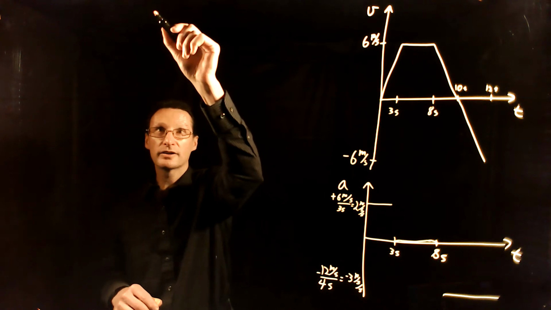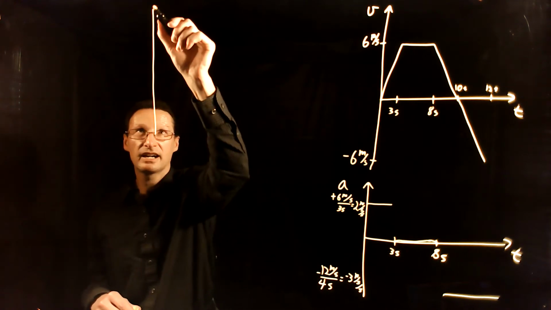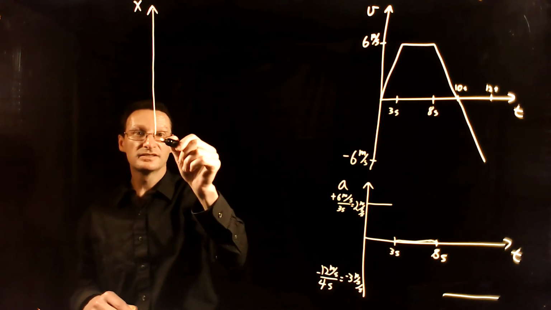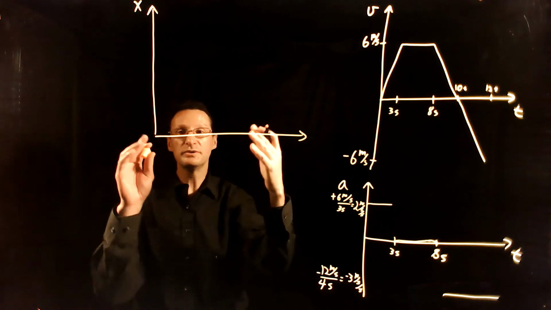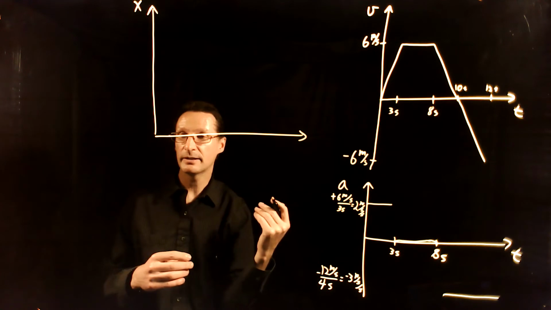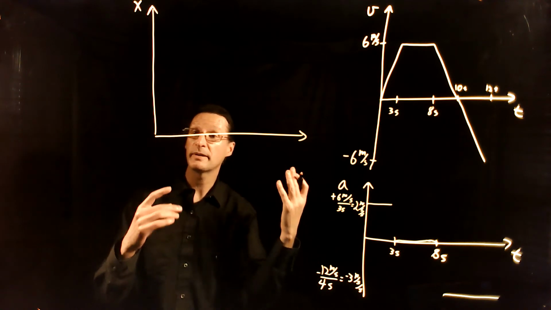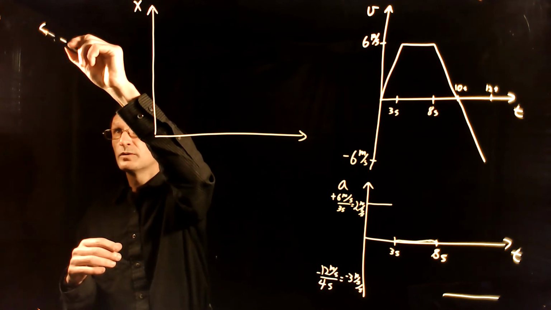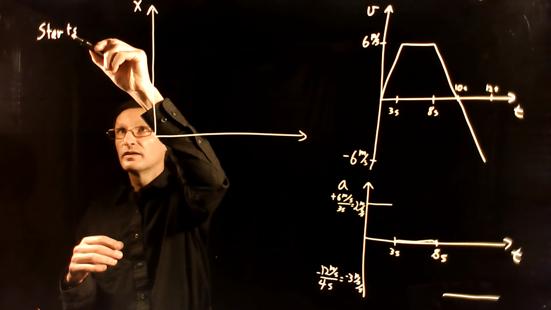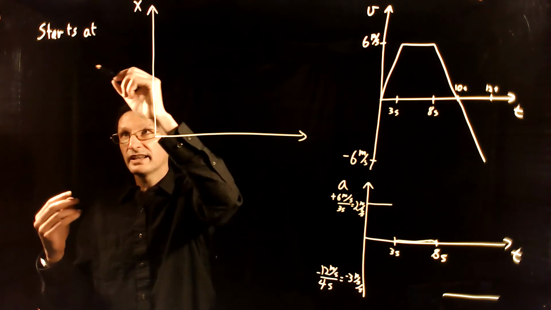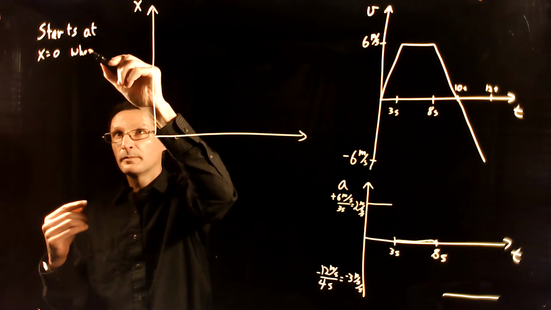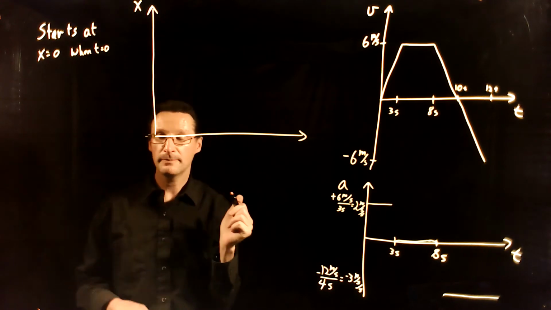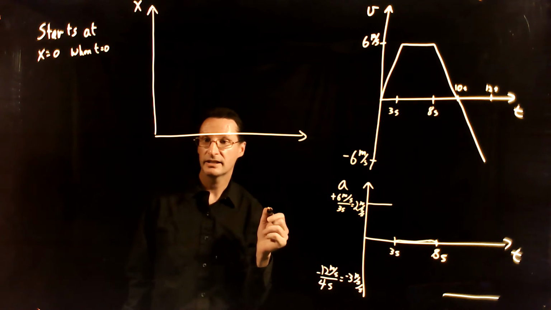Now let's do the harder one, which is the position time graph. For this one, of course, you need to know where to start. This velocity time graph doesn't tell me where to start. The problem has to tell me that. So we're going to say that he starts at x equals 0 when t equals 0. Okay? And that's going to help us get started there.